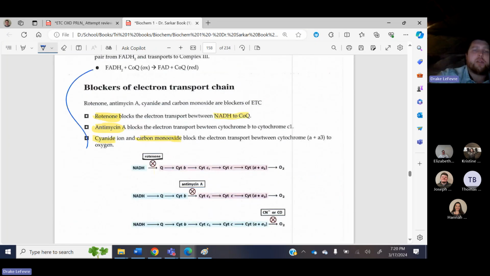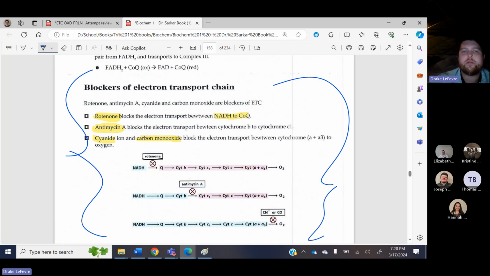All of these, I'm going to tell you right now, at least 1 or 2 of these are going to be test questions in some shape or form. This is a good chunk right here. Just these couple of things. Make a couple of flashcards and really memorize these ones. Know where they like to block.